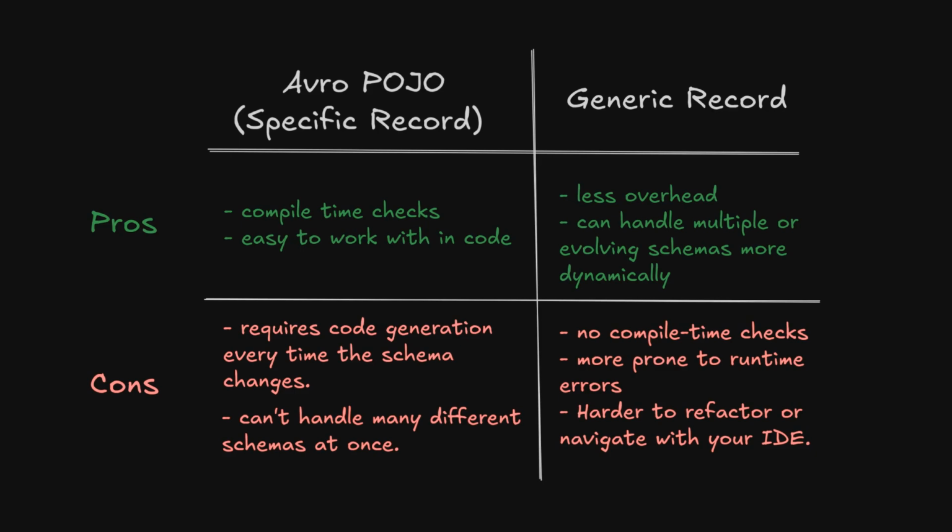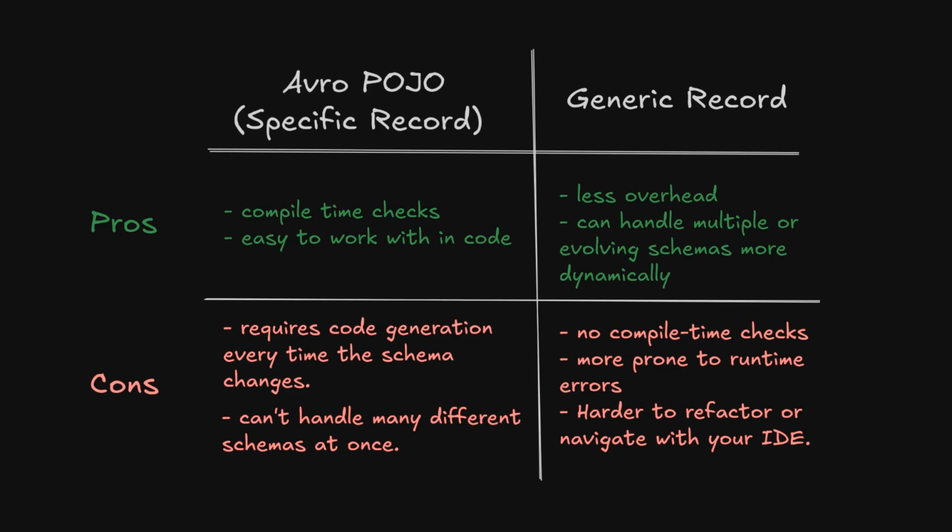On the other hand, generic record offers a dynamic schema-agnostic approach that provides flexibility at the cost of type safety. They incur less initial overhead since no code generation is required for your data models. Also, they are able to handle multiple or evolving schemas more dynamically. The benefits come at the cost of losing compile time checks and having to push error detection to runtime, which means you might encounter more unexpected failures during execution.